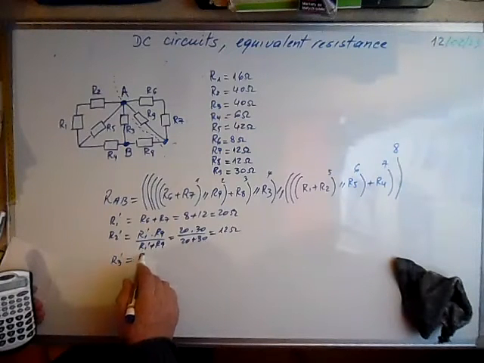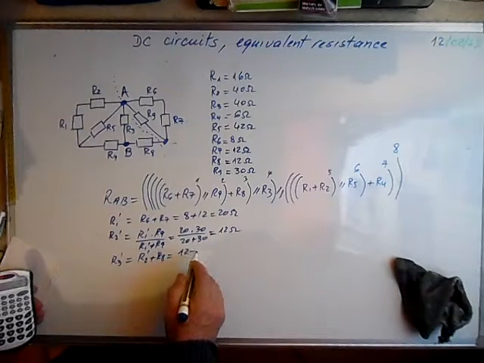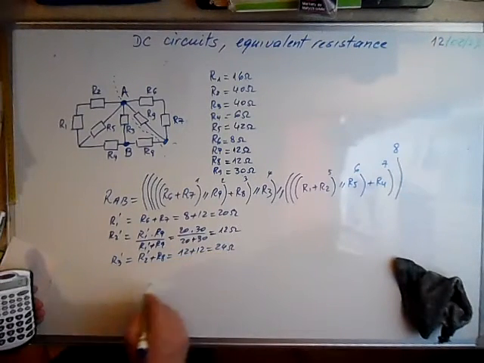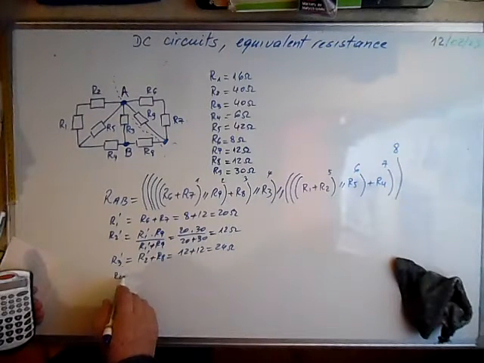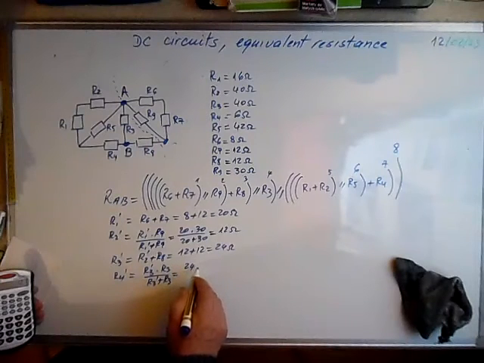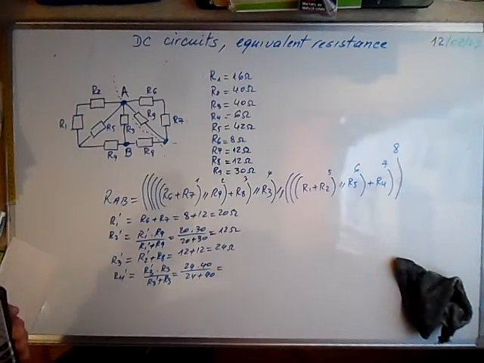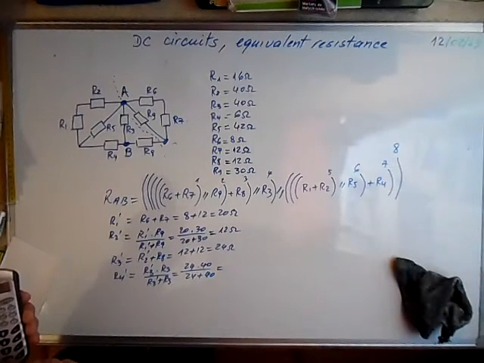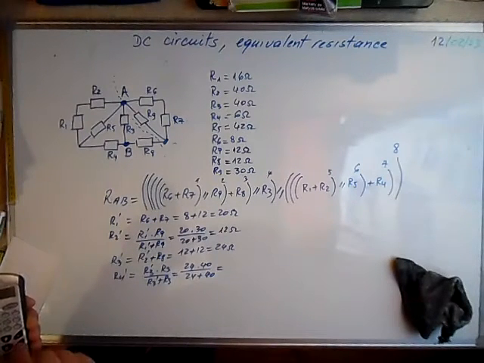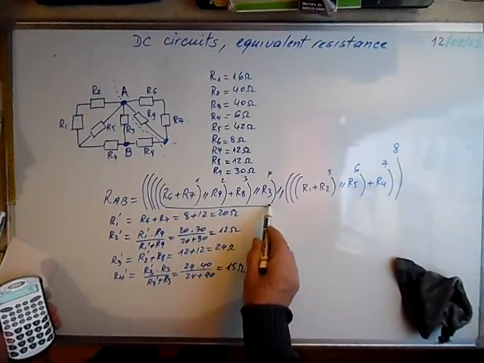And now we add R8 to R2 prime. We call it R3 prime. R3 prime plus R8 is 12 plus 12, which is 24 ohms. Now we have R4 prime. This is R3 prime in parallel with R3. This will give us 24 times R3, which is 40, over 24 plus 40. This is 1 over 24 plus 40 times 40 times 24. This is 15 ohms. So we calculated this side.